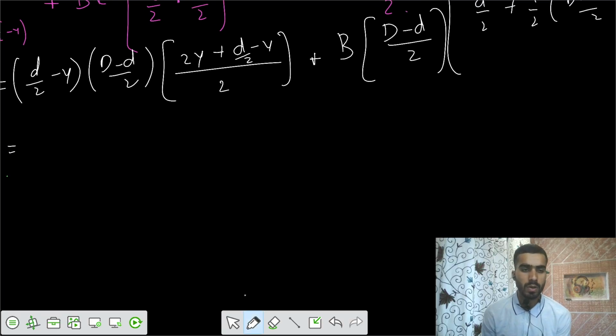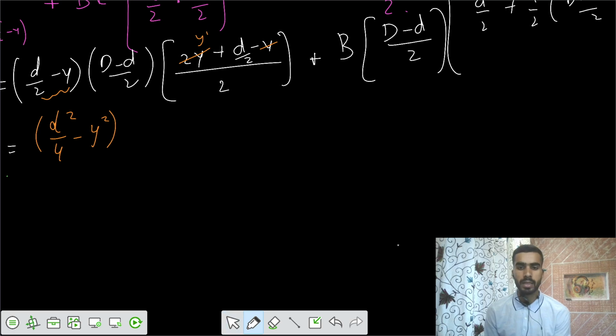So we got this. If you see this part, this is 2y minus y, that's net value of y plus d by 2, and we have this one also, a square minus b square. So we can write D square by 4 minus y square, and we got this one also, d by 2 by D minus d by 2, and we have one more d, that 2 value downwards, so we can write D minus d by 4.